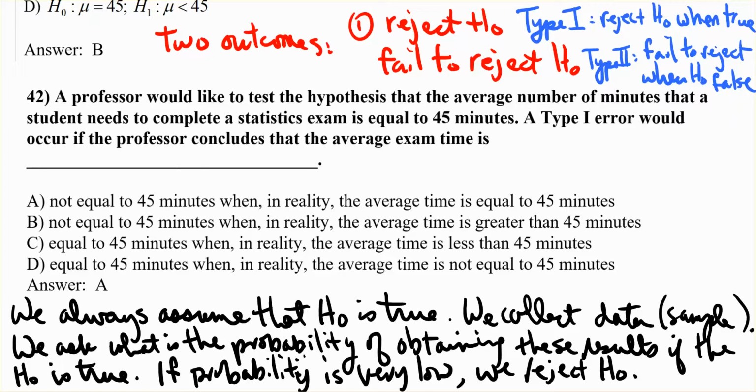So if the professor wants to test the hypothesis that the average number of minutes that a student needs to complete a statistics exam is equal to 45 minutes, a type 1 error would occur if the professor concludes that the average time is... So type 1 error means he rejected. So he concludes that the average exam time is not equal to 45 minutes, but in reality, the average time was equal to 45 minutes. So you rejected the null when in fact it was true.